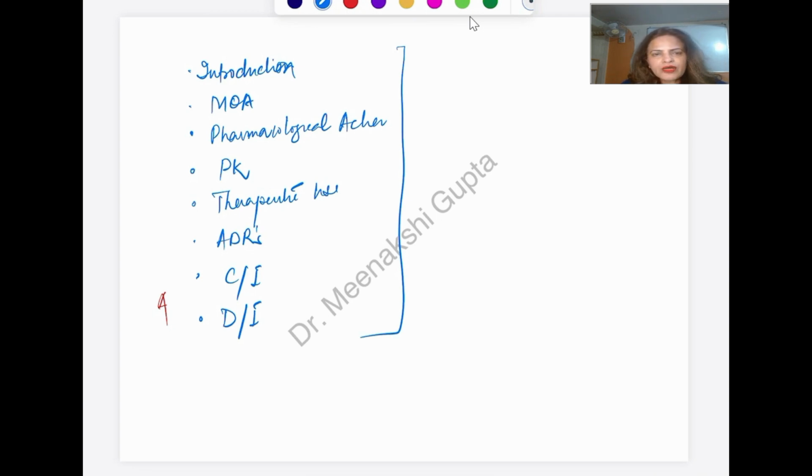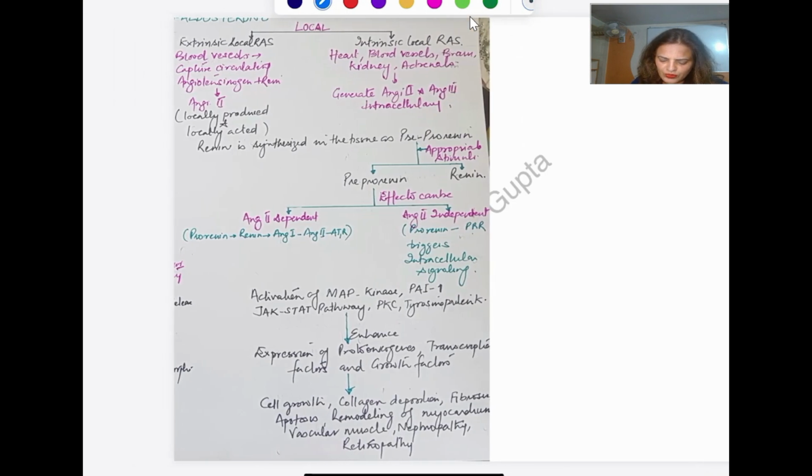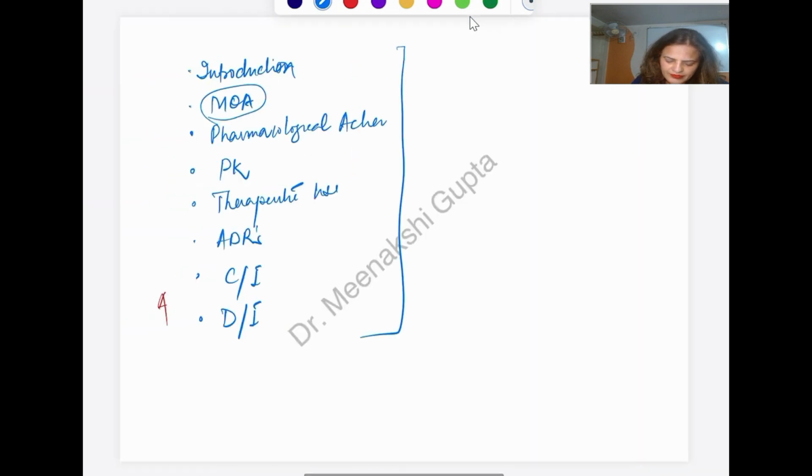So if captopril comes, it is an ACE inhibitor, an angiotensin converting enzyme inhibitor. Now how is this drug going to act? So you all know, angiotensin converting enzyme is going to inhibit angiotensin 1 conversion into angiotensin 2.